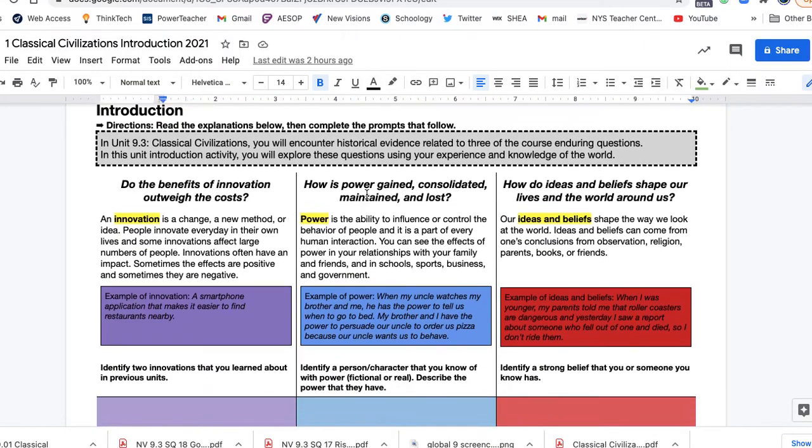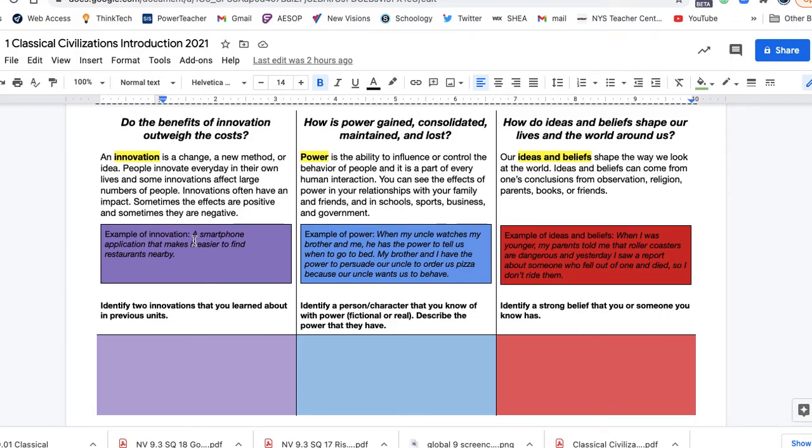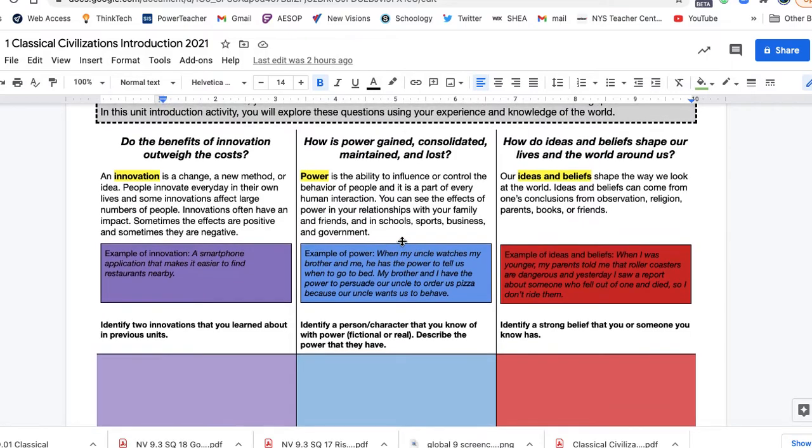But what I'd like for you to do in this activity, and notice I've tried to color code these with our themes, so this is theme number 6 about innovations, is to take a look at some different innovations that we've learned about maybe in previous units. And here's the idea around a smartphone. And then the second activity is around power. So I highlighted that in blue.